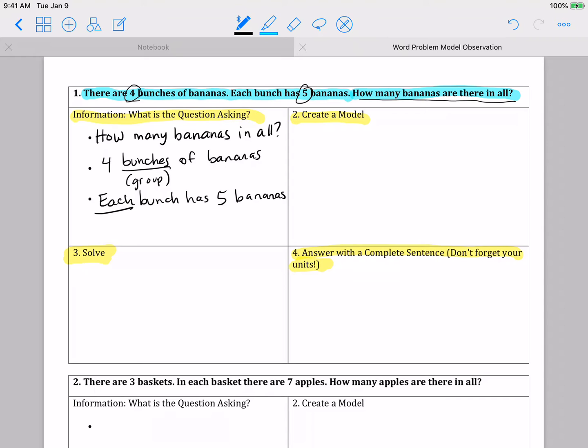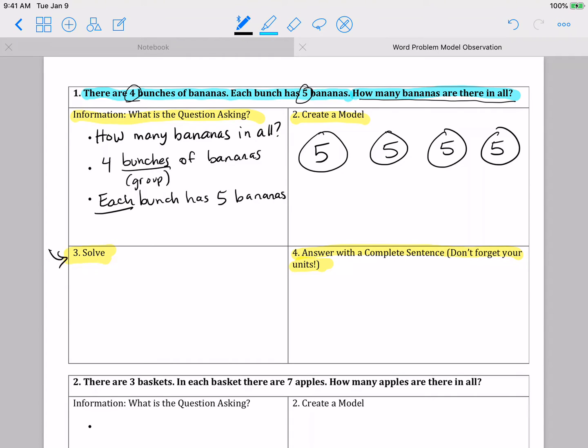Now we're going to step 2. We're going to create a model. So 4 bunches of bananas. And then how many bunches are there? So there's 4 bunches of bananas. There are 5 bananas. If you want to draw a picture of bananas, you can. I'm just going to put the number 5. So that's our picture. That's our model.